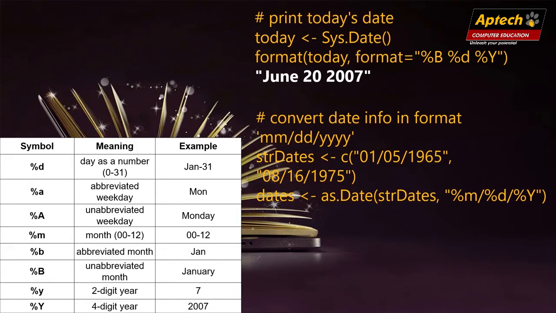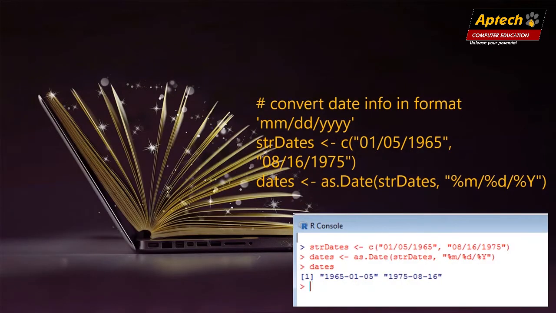So, in this example, what I did is Sys.Date initialized to today value, which is formatted by %B, %d, and %Y. If you see, the capital B returns the month, small d returns the day of the month in number, and %Y returns the year. So, the result is June 07 2020.